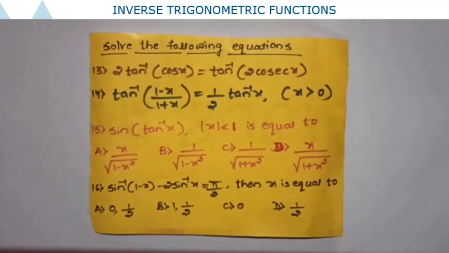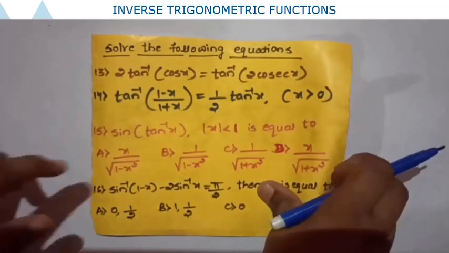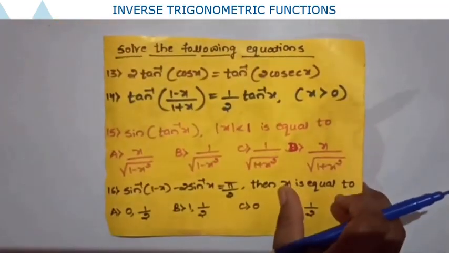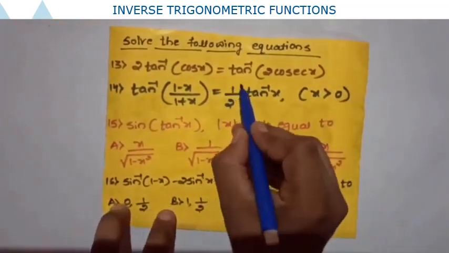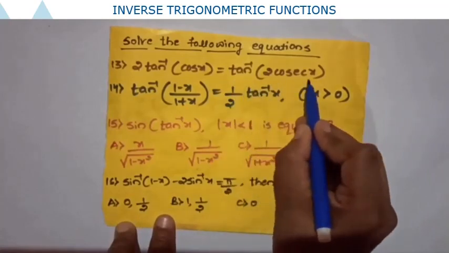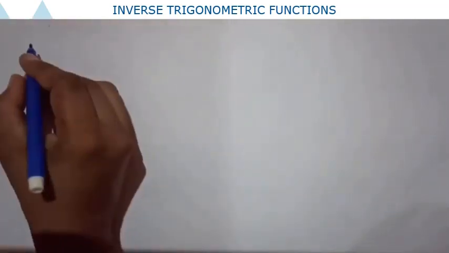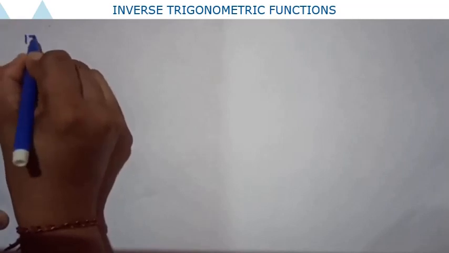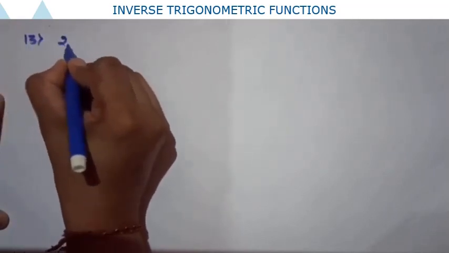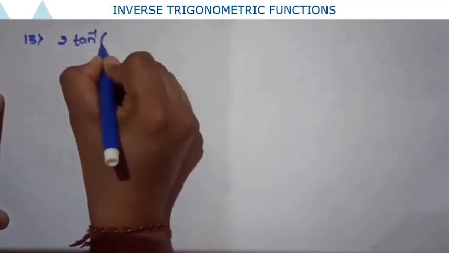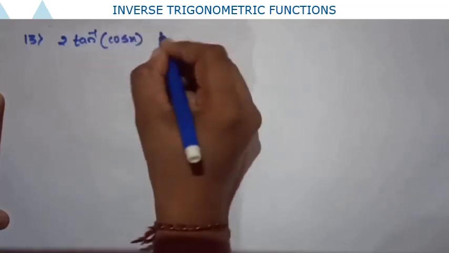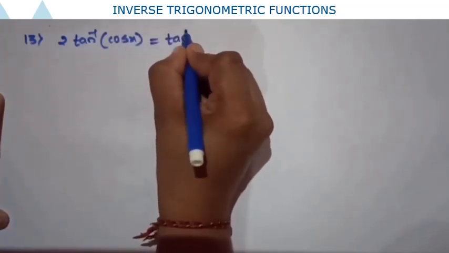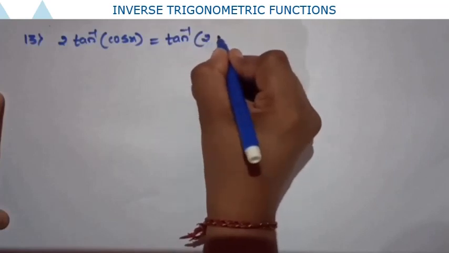So now let me consider the 13th one: solve 2 tan inverse of cos x is equal to tan inverse of 2 cosec x. Okay, so let me consider the 13th example: solve 2 tan inverse of cos x is equal to tan inverse of 2 cosec x.